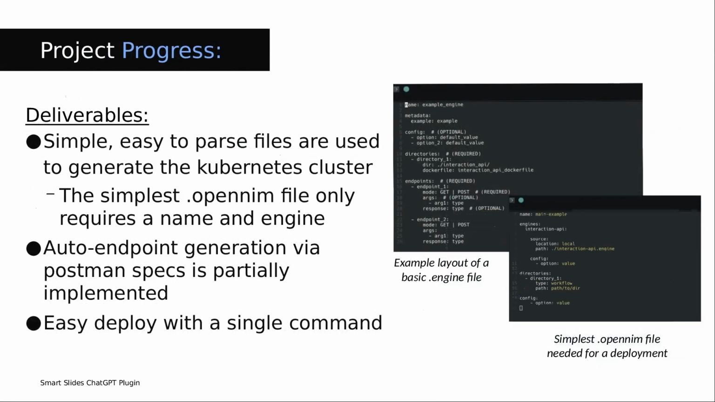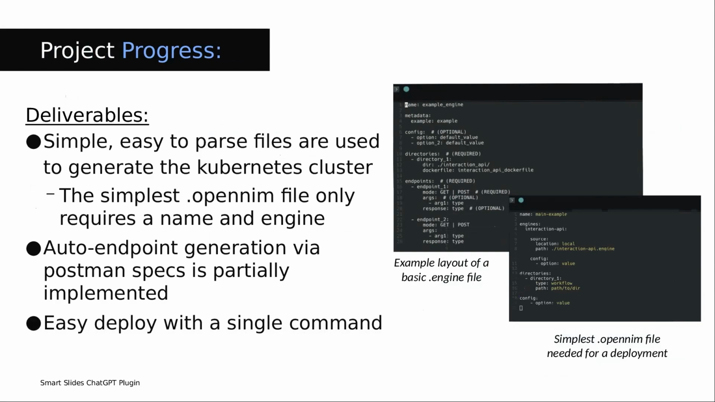The progress that was made: there are currently very simple and easy to parse and read files that are used to generate the clusters. You can see right here the simplest Open-NIM file, which is the first picture over here, shows that you basically only need a name and then the engines. You have to have a source of the engine, basically where the engine file is located. But other than that, all the configs are optional, the directories are optional. These are all just things that can also be added on top of it.